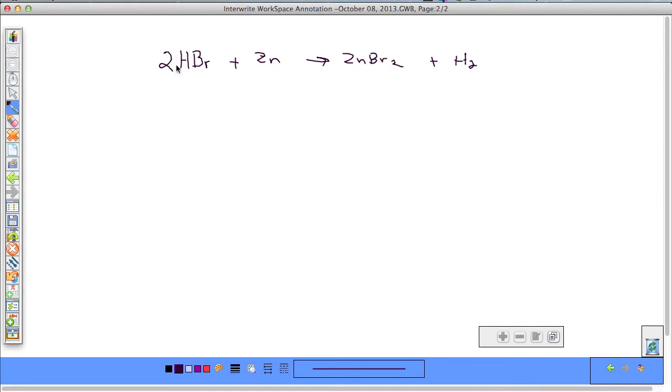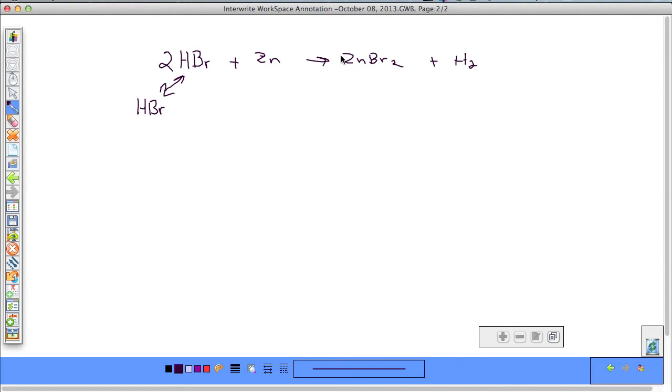But when you put a 2 in front, what you're saying is I have 2 HBr, right? And you're saying I have actually 2 of these. So that makes 2 hydrogens as well. But this is good because over here we have 2 hydrogens on this side. So now this is balanced. That's a very, very easy question to balance. So balancing equations is not hard.